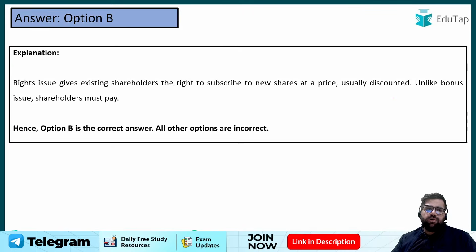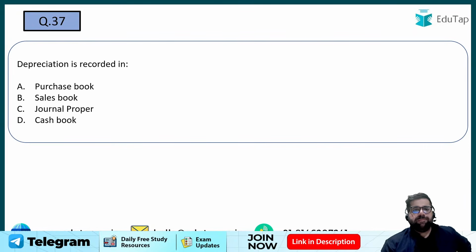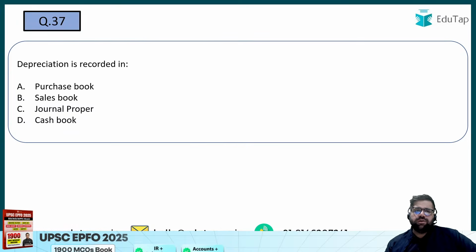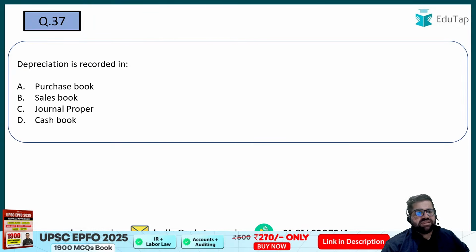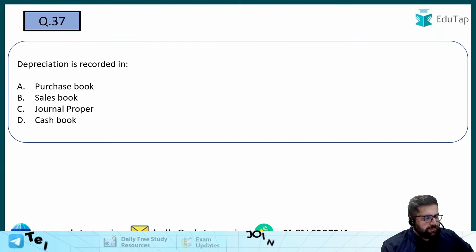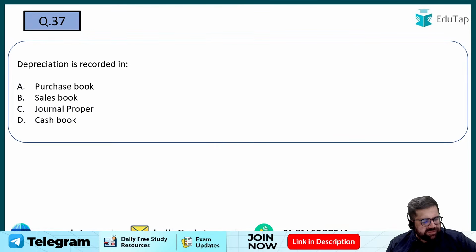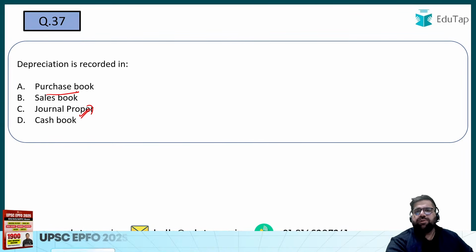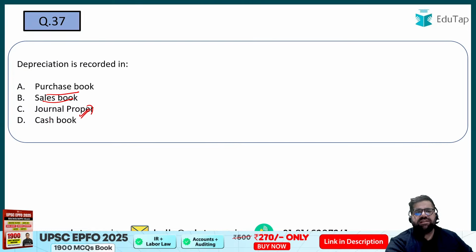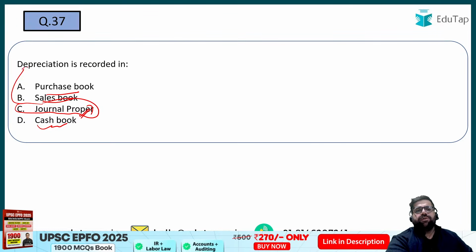Right? Question number 37. Depreciation is recorded in which particular books? Purchase book, sales book, journal proper or cash book? Yes, renunciation of right is the correct one. Good. Depreciation is recorded in journal proper because see, purchase book is for credit purchase, sales book is for credit sales, cash book is for cash, and therefore we have journal proper to record your depreciation.